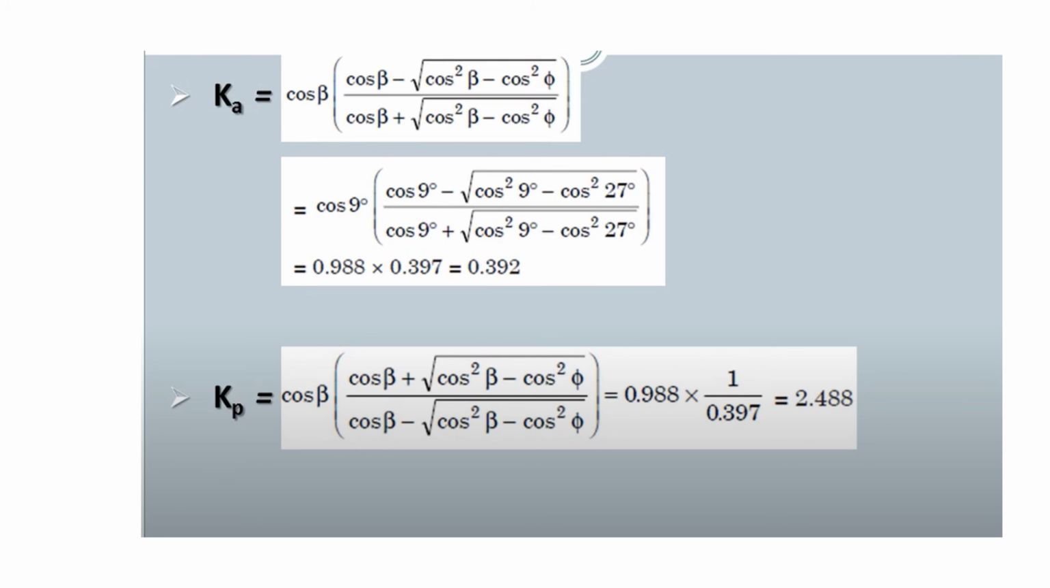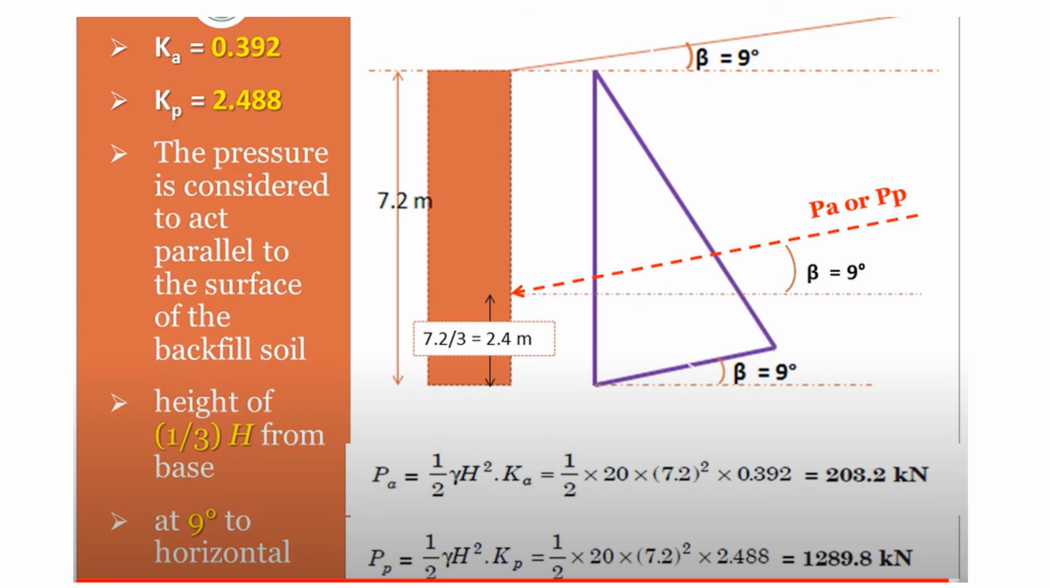that is just substituting the angle of inclination as 9 degree, and phi is the angle of internal friction which is given as 27 degree, and substituting these in this equation for coefficient of active pressure as well as the coefficient of passive pressure, we will be getting the values as 0.392 and 2.488 respectively. And then you have to substitute in the equations in order to calculate the passive pressure as well as the active pressure, which is given as K into gamma H.